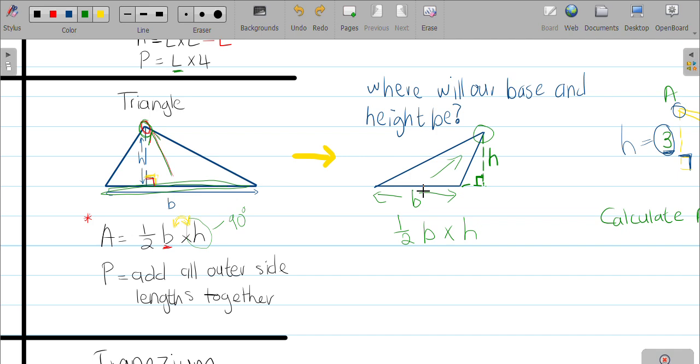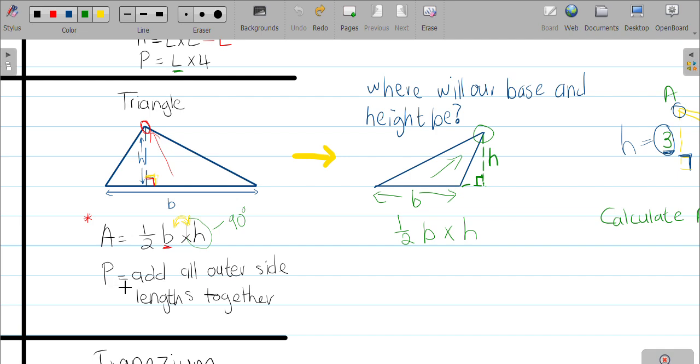Okay, I'm going to go through that again, so please listen up. The three conditions for the height to be qualified to use in the formula are: it needs to be 90 degrees towards the base; it needs to be drawn from the vertex, or the corner, opposite the base that you have chosen; and it needs to be drawn down towards the base or an extension of the base. Those are the three conditions for choosing a correct height with your base.